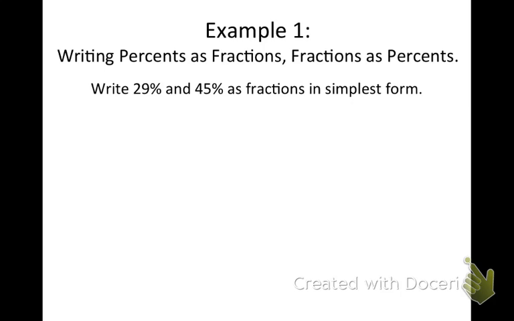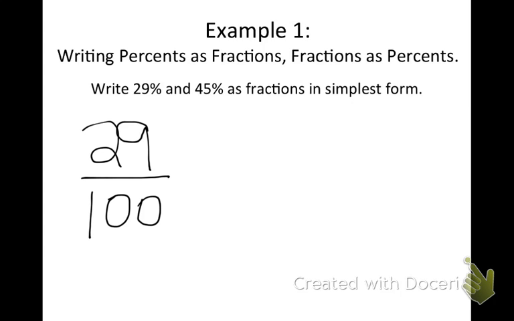Example 1. Writing percents as fractions and fractions as percents. Write 29% and 45% as fractions in simplest form. Starting with 29%. Remember that a percent is a ratio whose denominator is 100. So we'll just write 29 over 100. Is 29 over 100 in simplest form? Yes. So we have our answer.